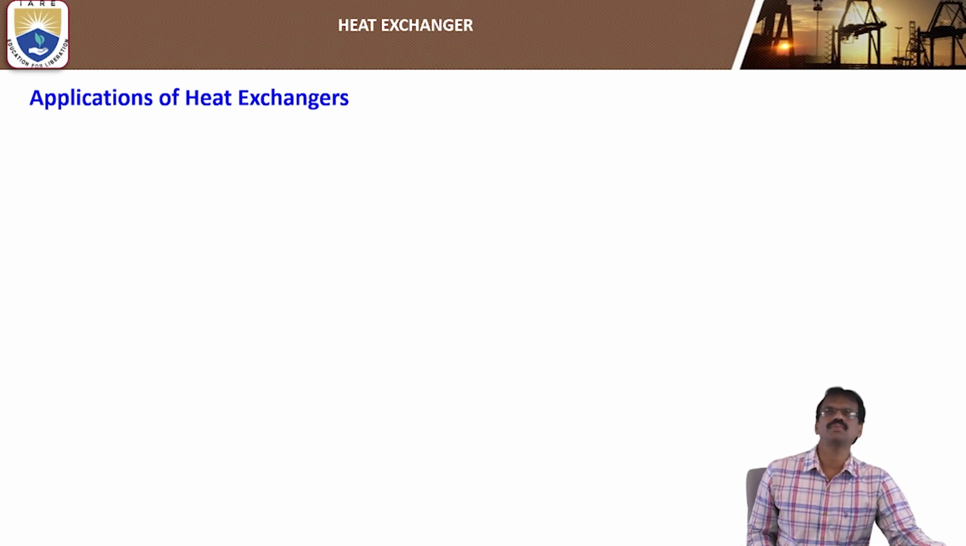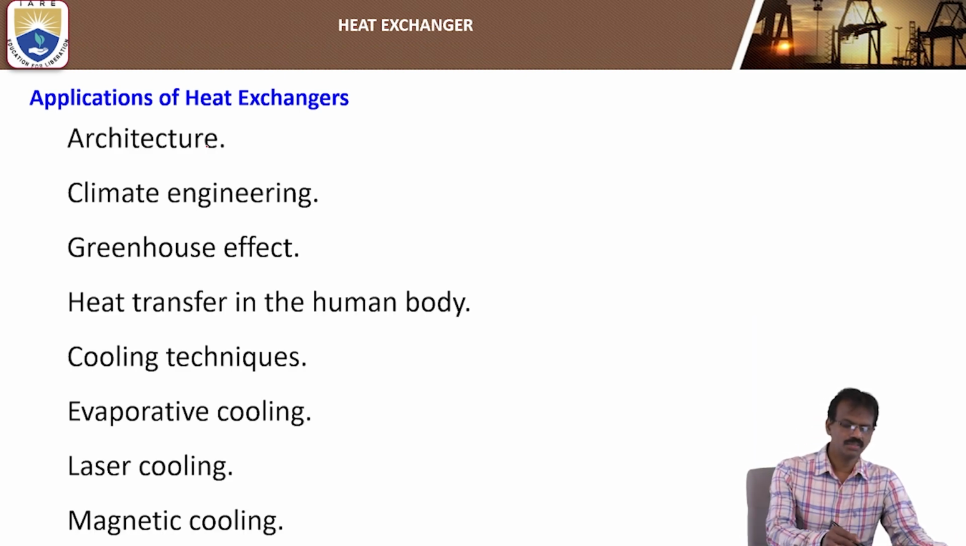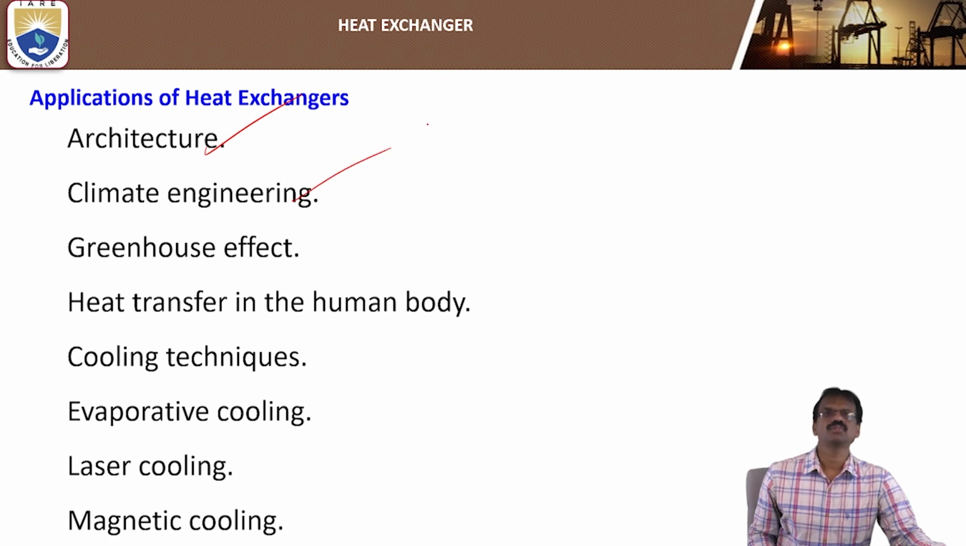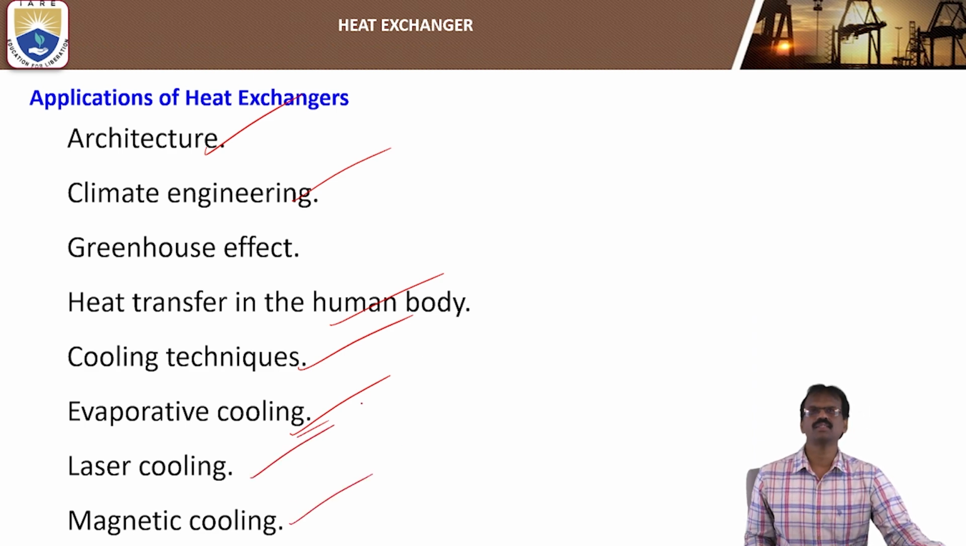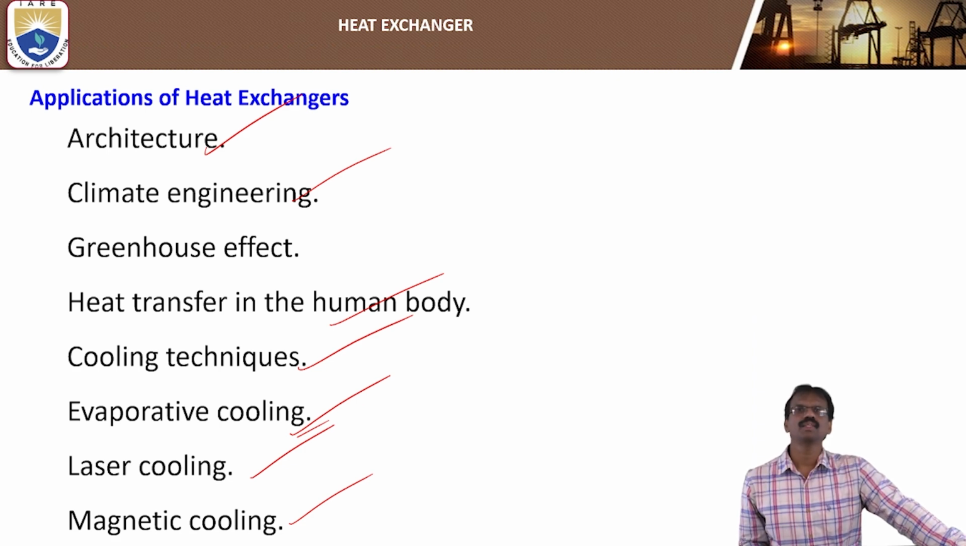We will see different types of applications. You can see this type of heat exchangers in architecture and climate engineering, also greenhouse effects. That time also we can see this type of heat exchangers in the human body, exchanging heat from body to atmosphere, atmosphere to body. So in this biological system also we can see the applications of heat exchangers. Next, cooling techniques and evaporative cooling, laser cooling, magnetic cooling, and food processing systems, radiator systems in many areas in automobile systems. In many areas you can see the applications of heat exchangers.